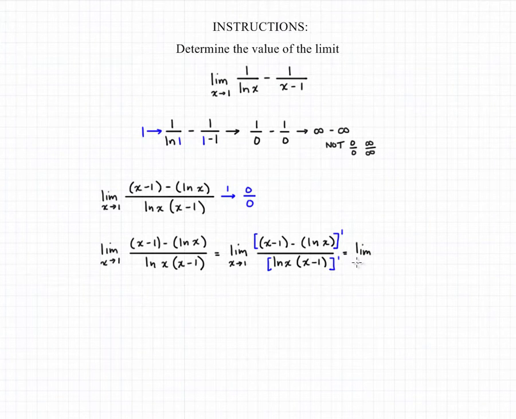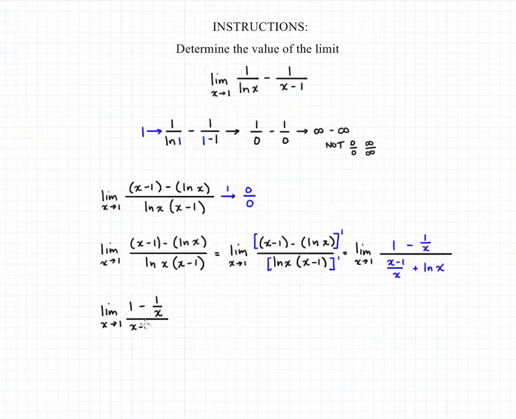This is going to give us the limit as x approaches 1 of 1 minus 1 over x, and that will all be over x minus 1 over x plus the natural log of x. Now, if we take this expression and we again substitute in 1, we're again going to get 0 over 0. So this tells us we can apply L'Hopital's rule again.